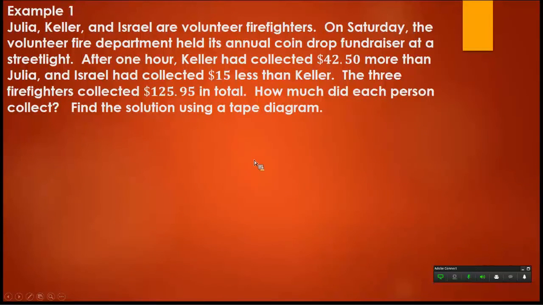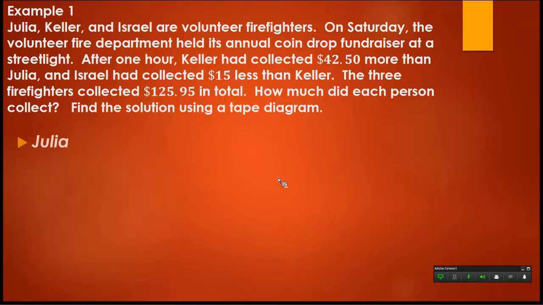Example 1. Julia, Keller, and Israel are volunteer firefighters. On Saturday, the volunteer fire department held its annual coin drop fundraiser at a streetlight. After 1 hour, Keller had collected $42.50 more than Julia, and Israel had collected $15 less than Keller. The three firefighters collected $125.95 in total. How much did each person collect? And we want to find the solution using a tape diagram.